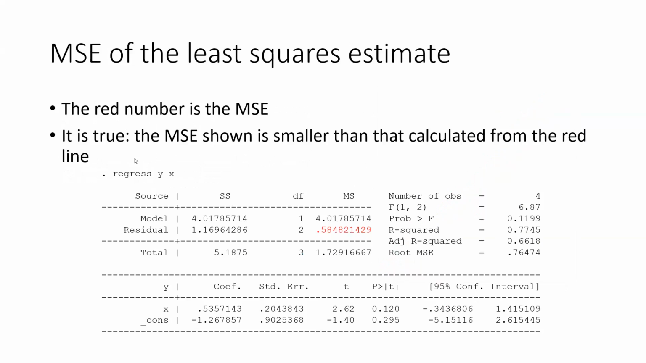Here we have the computer output. The Stata syntax is regress, the y variable, and then all the x variables. We have only one here. On the top left corner, there you see the ANOVA table, analysis of variance. We will talk about that later in this course more.